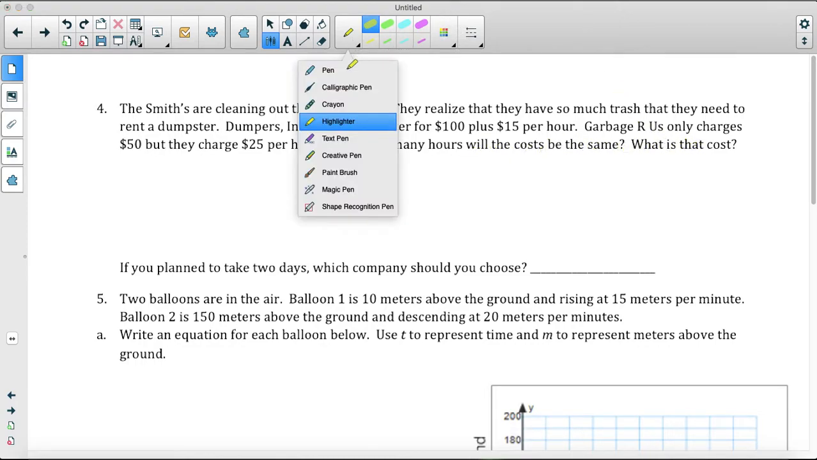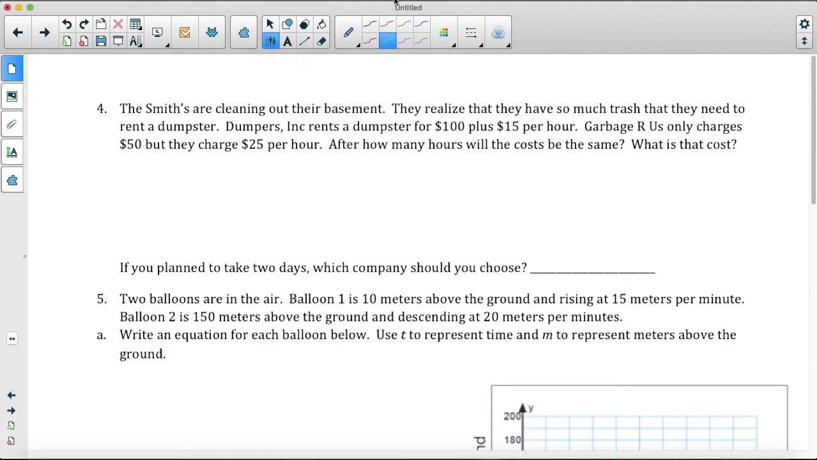So our first step is to determine our variables. We have cost and how many hours it's going for. So we're going to use C is cost, and I'll use H is hours.